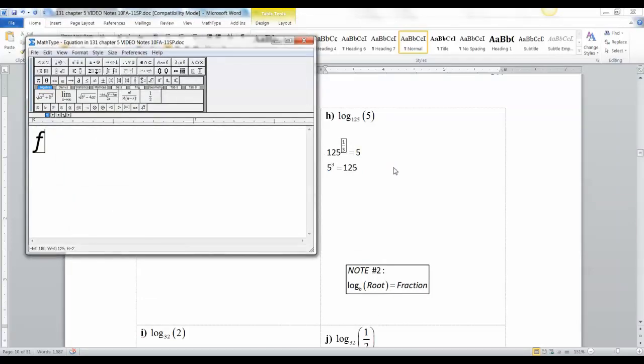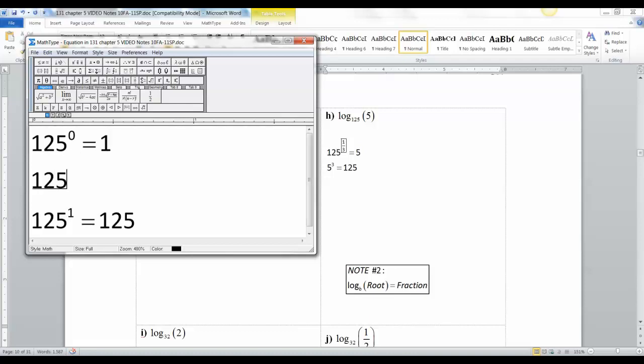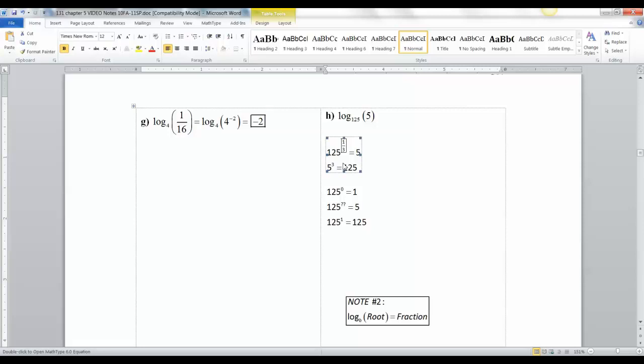Look, 5 to the 0 is 1. Okay, 125 to the 0 is 1. 125 to the 1 is 125. So if you want to get 5 out of this thing, you have to take 125 to some power and get 5. It's going to have to be between 0 and 1, right? And the question is, what is it? It's a fraction, right? It's got to be a fraction. So the way to figure out what fraction it must be is to kind of reverse the process like I was doing it for here.